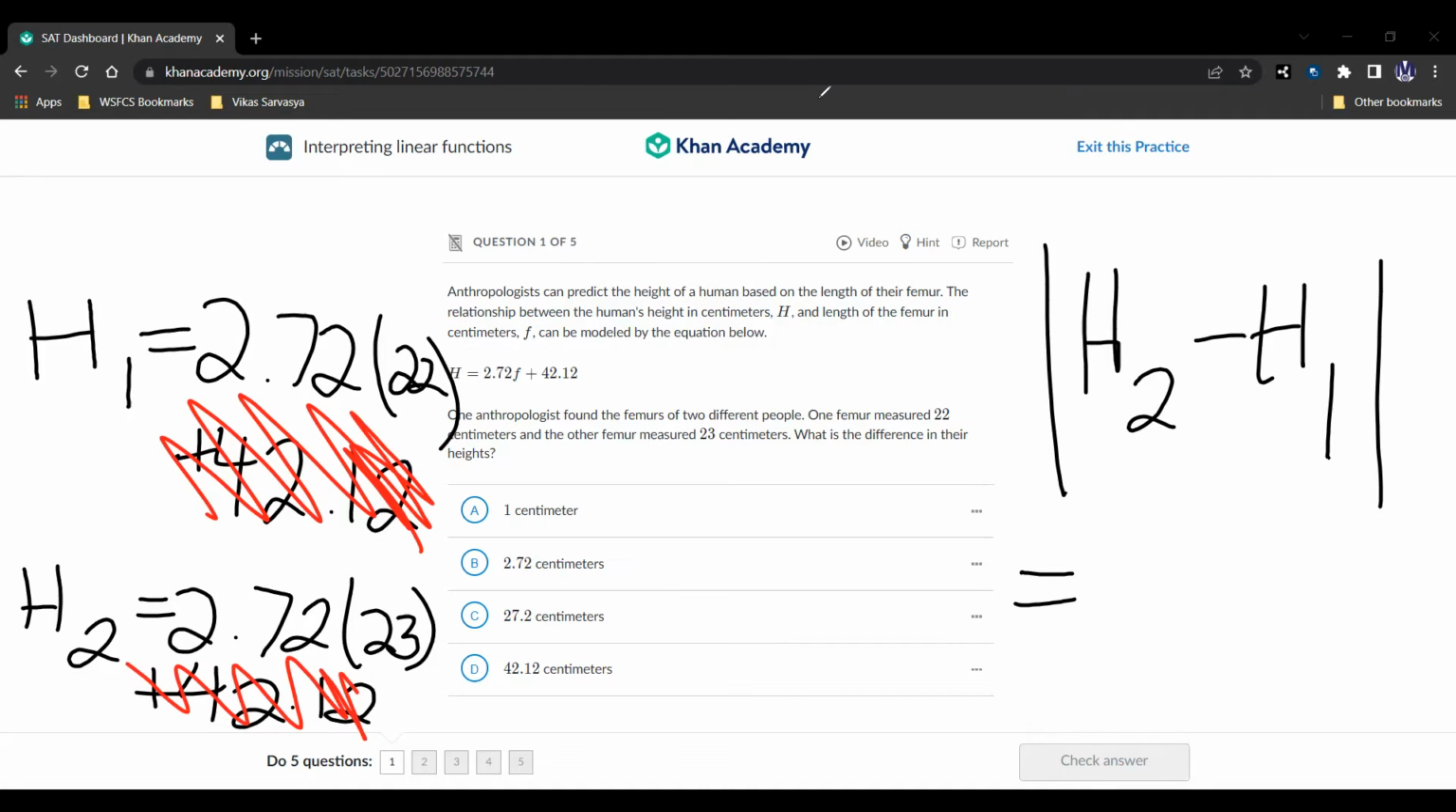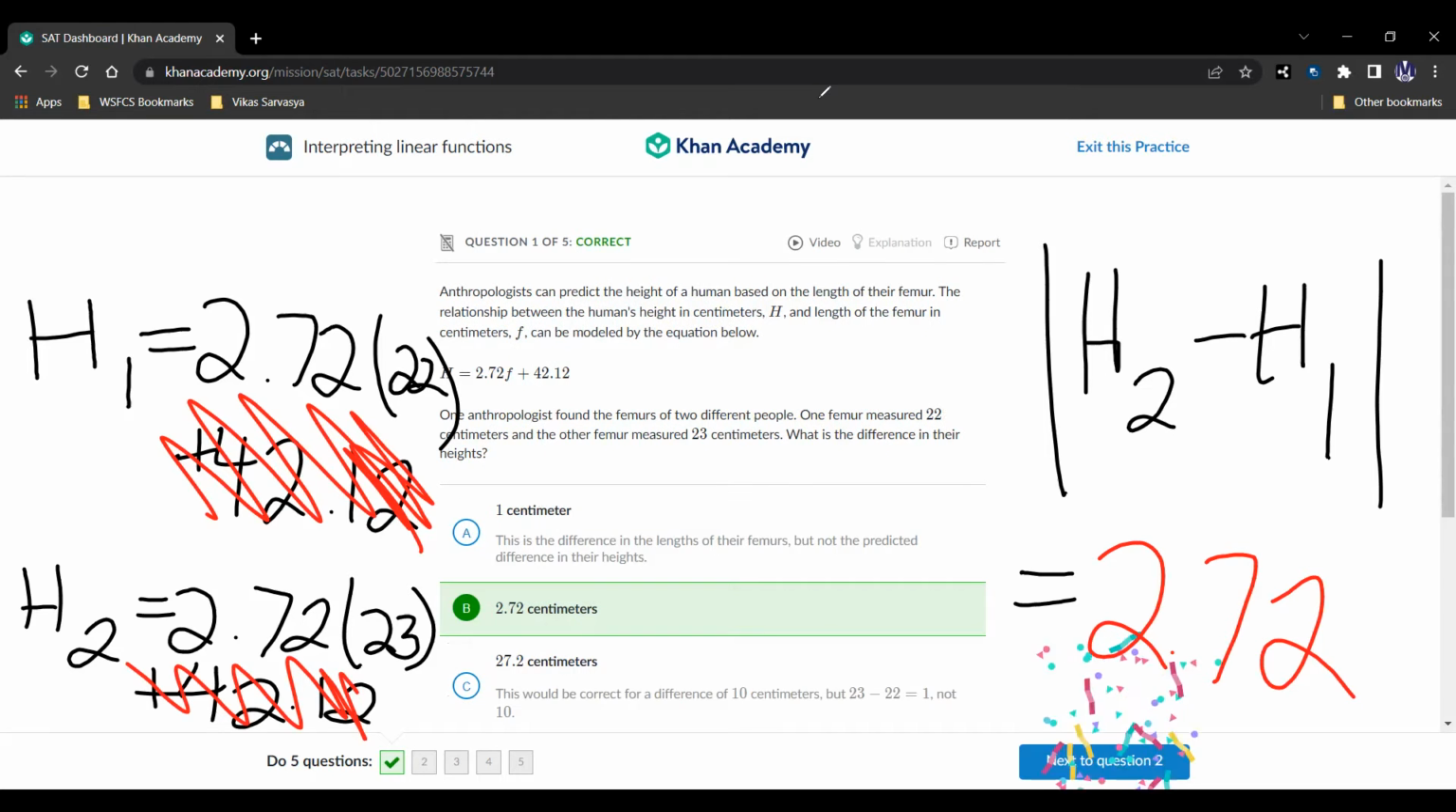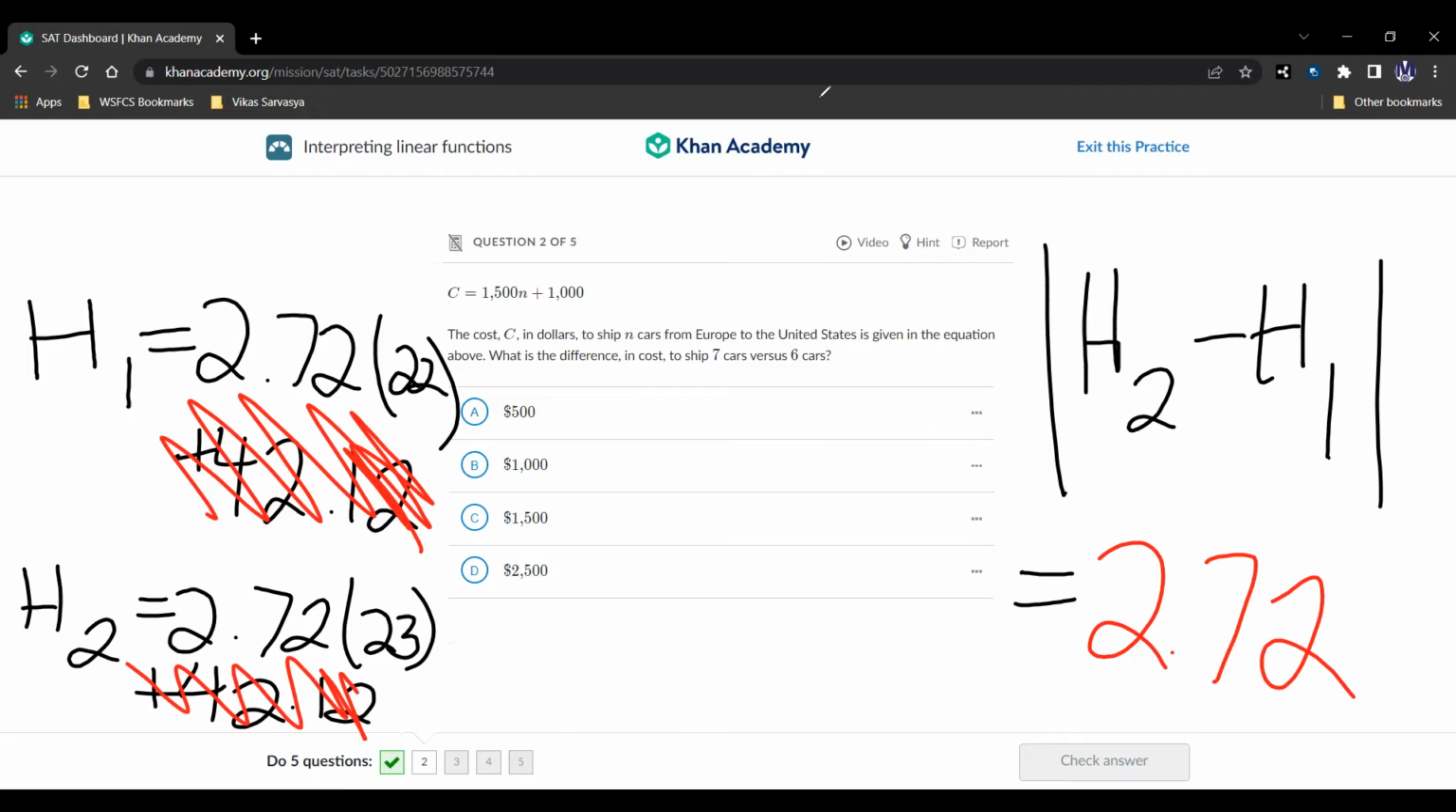And then 23 is 1 more than 22, so it's going to be 2.72 times 23 minus 2.72 times 22, which is 2.72 times 1. It's just going to be 2.72 as our difference in the height. So our answer is answer choice B. Let's move on. Question number 2.